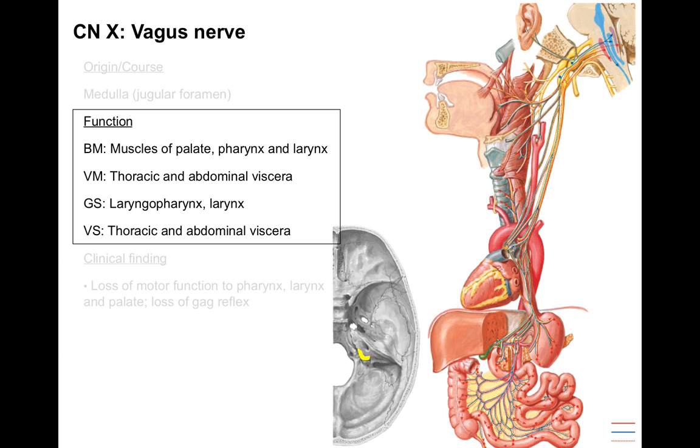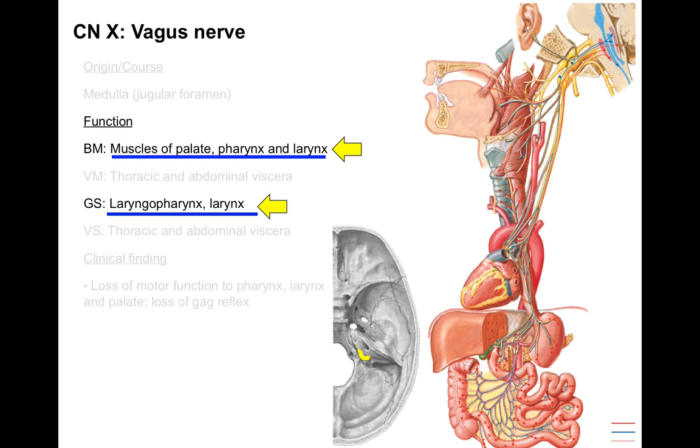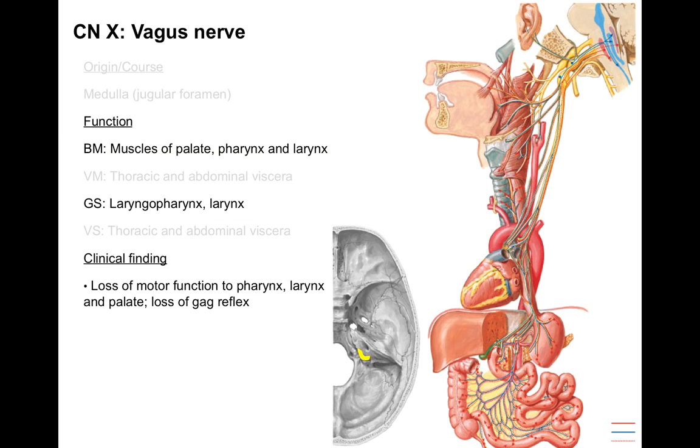Now, out of all those, what is the most clinically relevant? These ones. Muscles of the palate, pharynx, and larynx for swallowing and speaking. Very, very important things to look for in a physical exam. And then general sensation from the laryngopharynx or larynx. If it's not functioning, people can asphyxiate on fluids that touch the top of the larynx. So those are the two primary clinical things. Not that visceral motor to thoracic and abdominal viscera is not important, but because the enteric nervous system works so well, it can run on its own. So the clinical finding then is motor function to pharynx, larynx, and palate via the loss of the gag reflex.